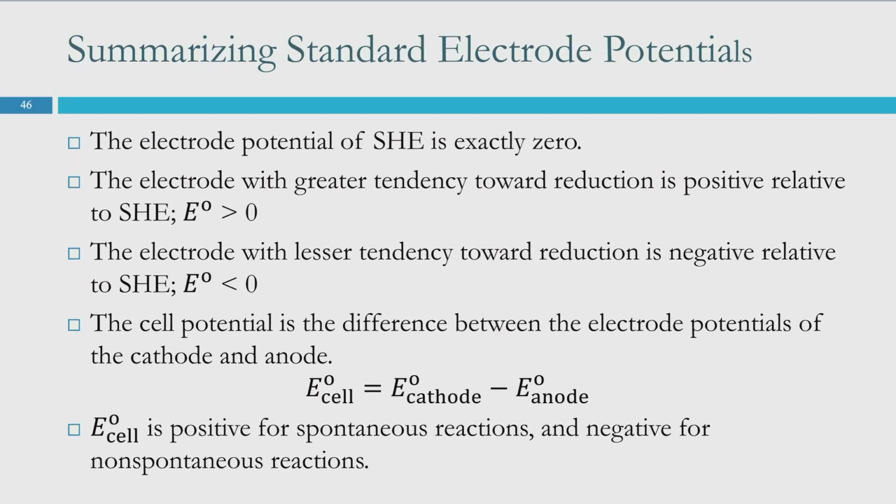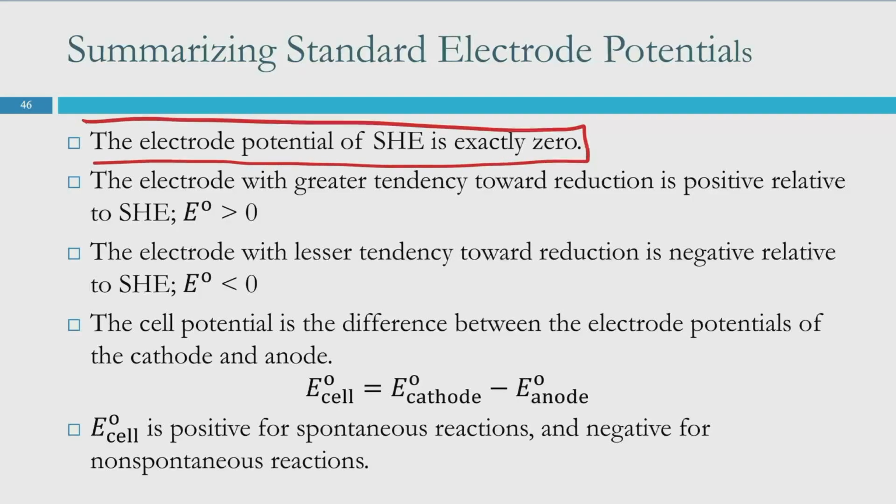All right, so some standard electrode potential summary. The big one to know: the electrode potential of the standard hydrogen electrode is exactly 0. Our relevant standard states, or standard conditions, are 1 molar, 1 atmosphere.